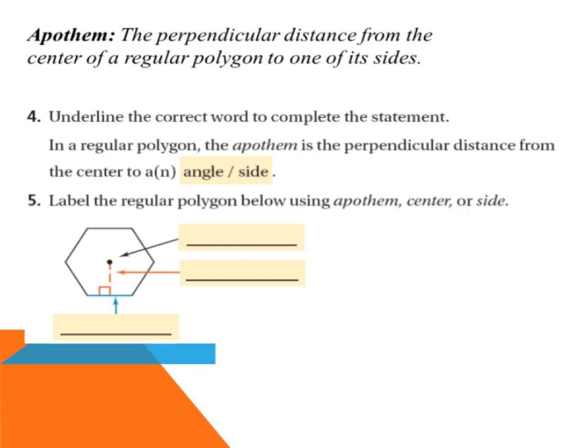What I want you to do is write down what an apothem is, and I want you to draw this picture in your notebook. And I'm going to go over this. The apothem in a regular polygon is always going to start from the center of your polygon, and it's perpendicular to the sides. So it's not at a corner. It is perpendicular to the sides.